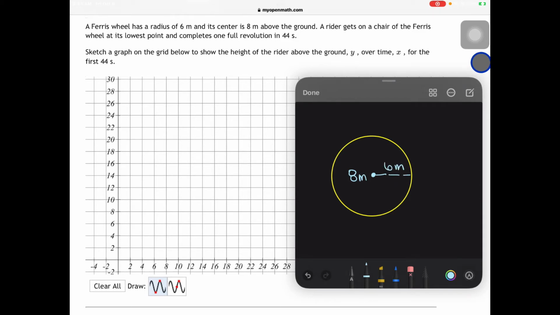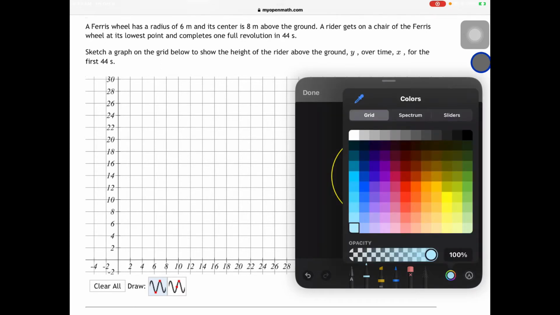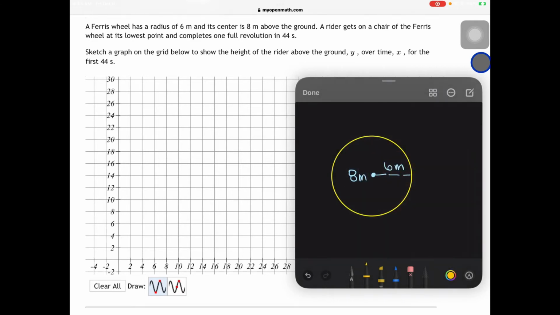They tell me in the problem that the person gets on the Ferris wheel at the lowest point. So here, let's change colors one more time. If I got on at the lowest point here, this would be 6 meters below 8, which would be 2. And then 6 meters above 8 would be the highest point at 14. So one thing you want to think about is that we are given the lowest point and the highest point. So if we're going to graph this as a periodic function, it would probably be easiest to graph this as cosine. So I'm going to select this first option here.